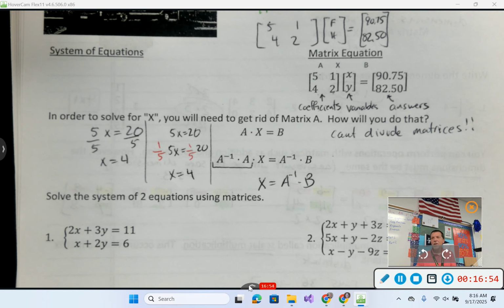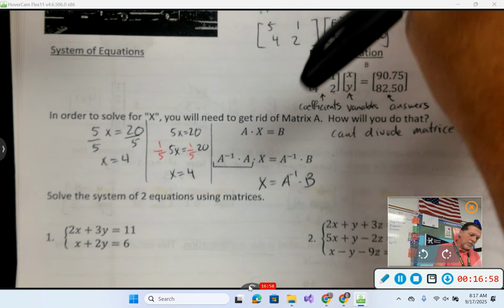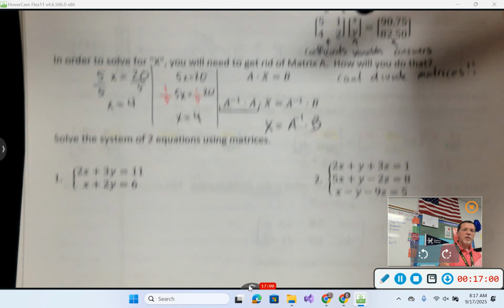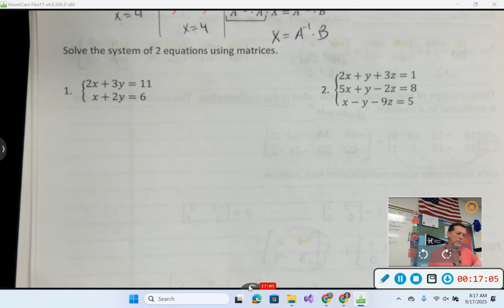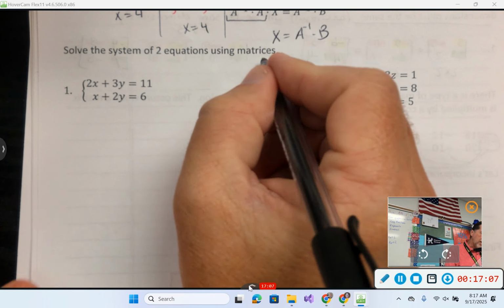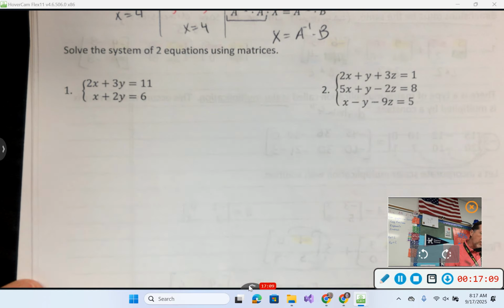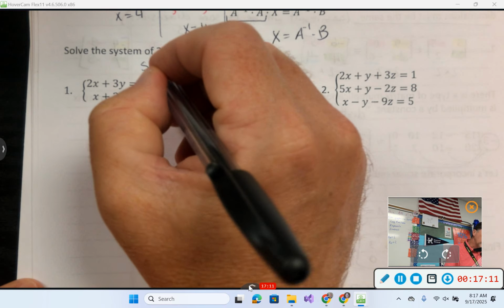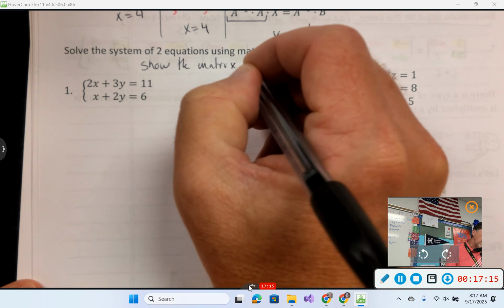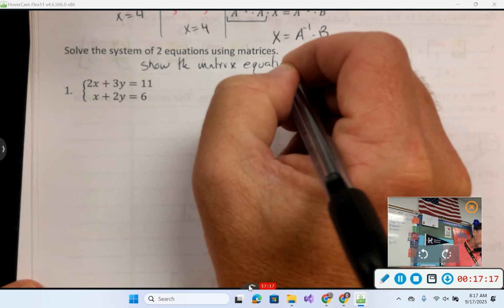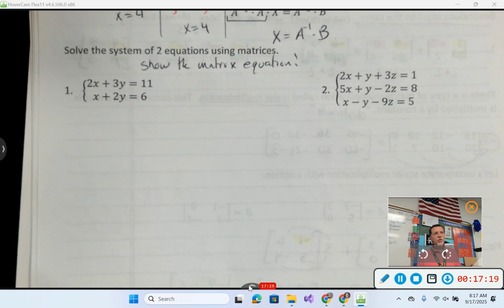Now, we need a calculator to figure that out. But let's set up number 1, and then we'll get the calculators and talk about how to punch the buttons. Okay, so number 1. Solve the system of 2 equations using matrices. Here's what we'll ask on the test. Show the matrix equation. So do not go straight into the calculator. We want you to show the matrix equation.